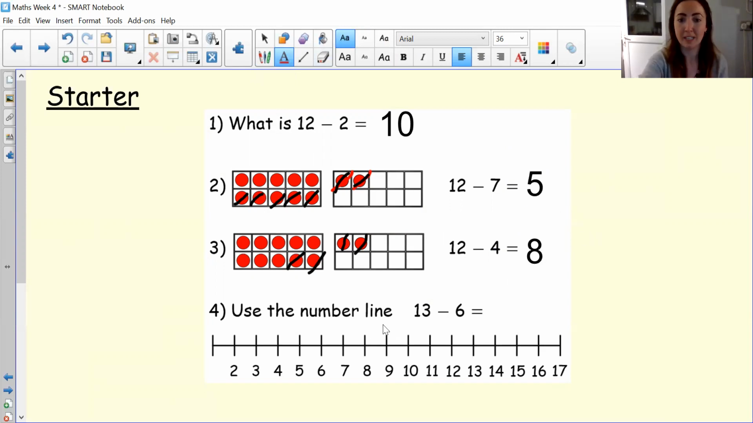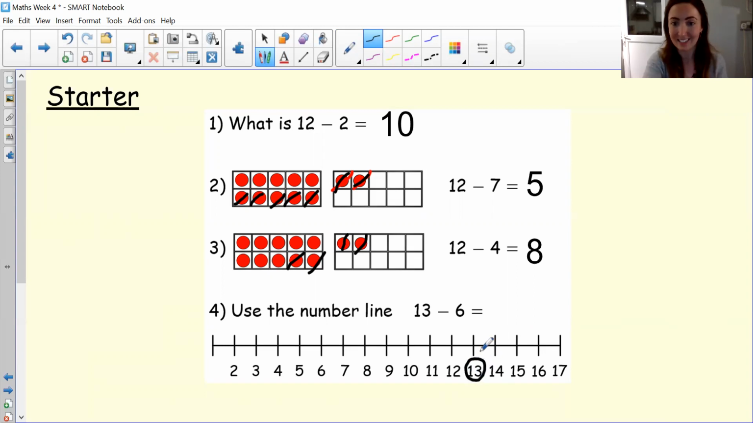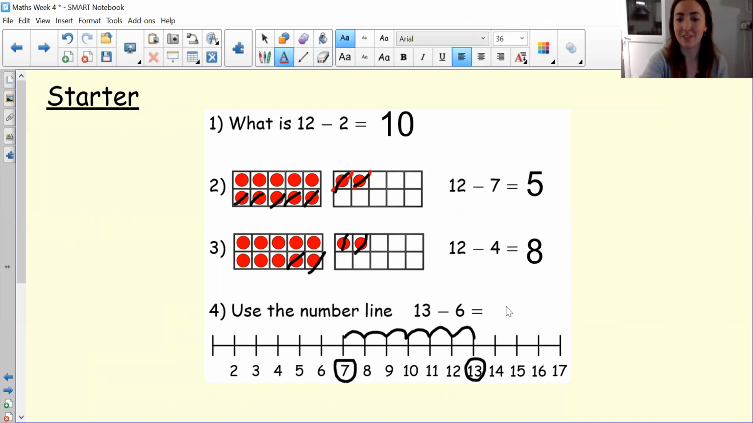And then for using the number line to work out 13 take away 6, what number do we need to start on? That's right, 13. And then what do we need to do next? That's right, 6 jumps backwards. 1, 2, 3, 4, 5, 6. So 13 subtract 6 equals 7.